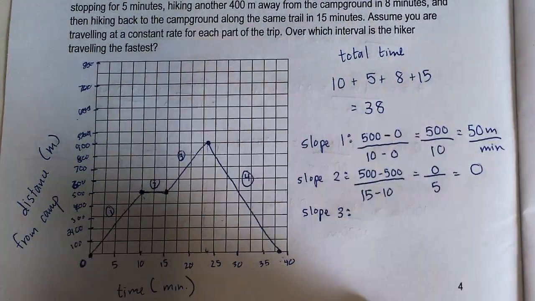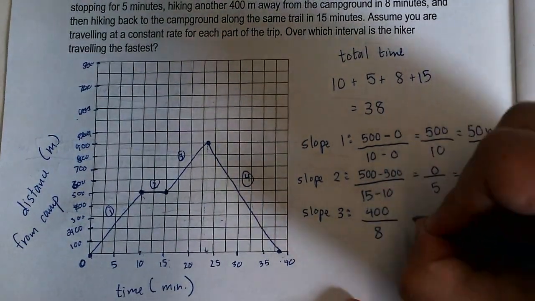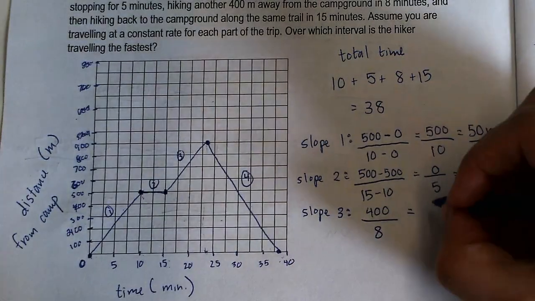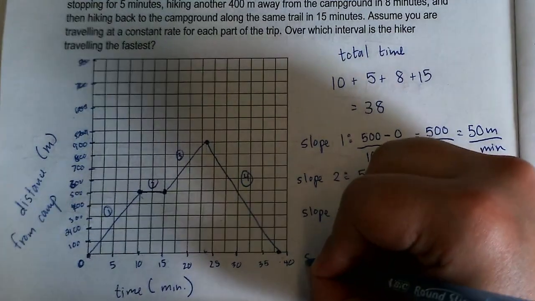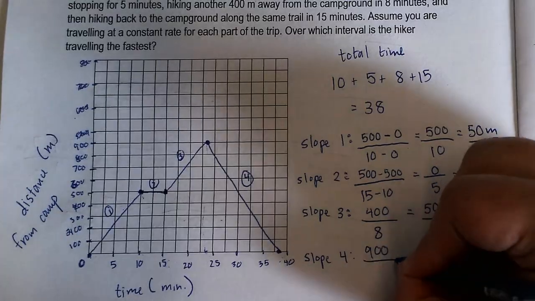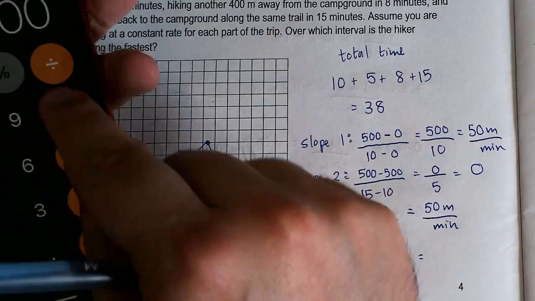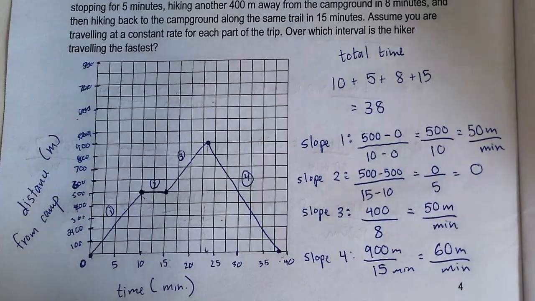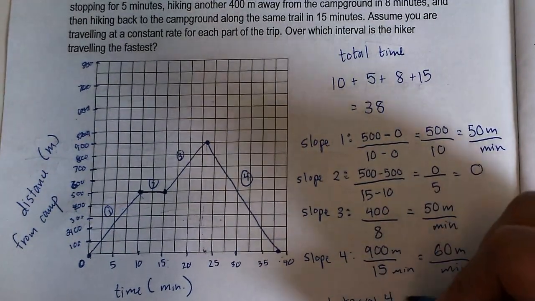Slope 3, we hiked 400 meters over 8 minutes. So I'm just going to go a little bit faster here. We can just do 400 divided by 8, which again is 50. So we were traveling 50 meters per minute. And then slope 4, we traveled 900 meters over 15 minutes. And 900 divided by 15 is 60. So coming back, they traveled 60 meters per minute. So over which interval did they travel the fastest? I guess we can call it interval 4, which was the trip home.